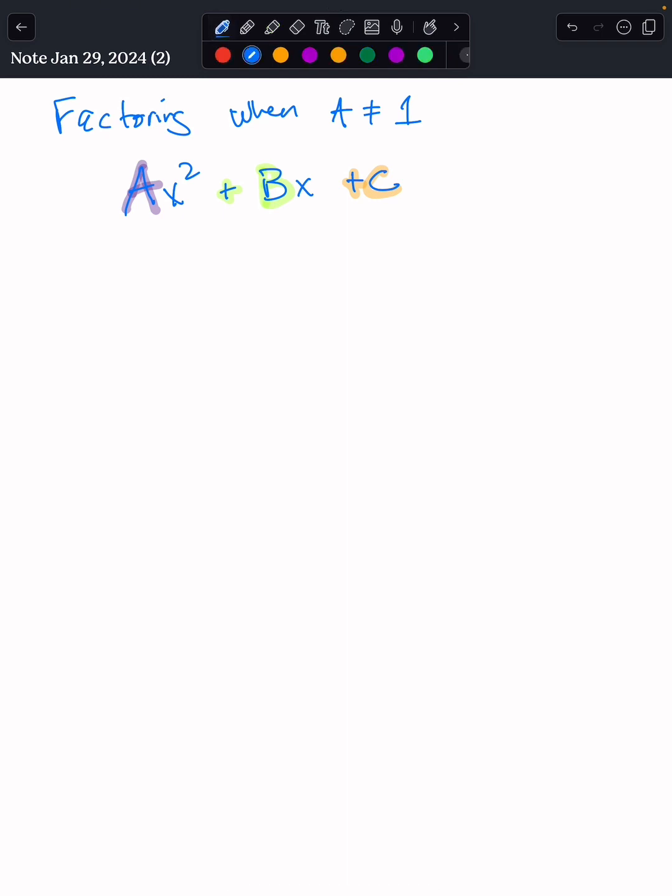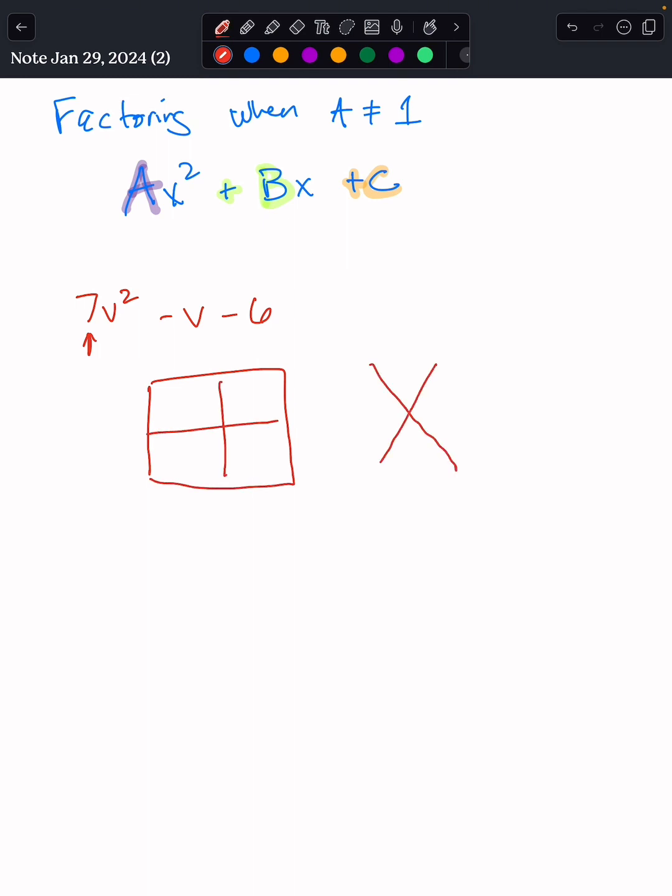Our first question is going to be 7v squared minus v minus 6. Okay, so we have to factor this. Now, you notice right here, there's the actual number there, so we're going to do something a little bit different, okay? So we still have our box, we still have our x. And still, this doesn't change, 7v squared, because that goes in the front. The back is still minus 6 or negative 6. And over here, this is still negative 1.